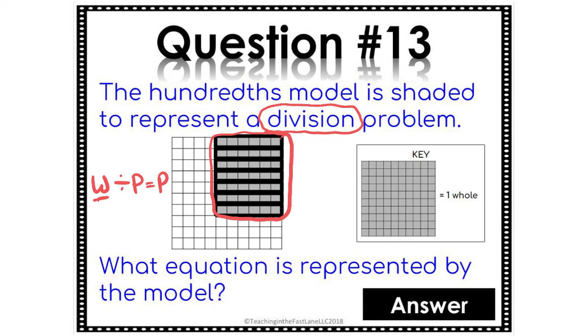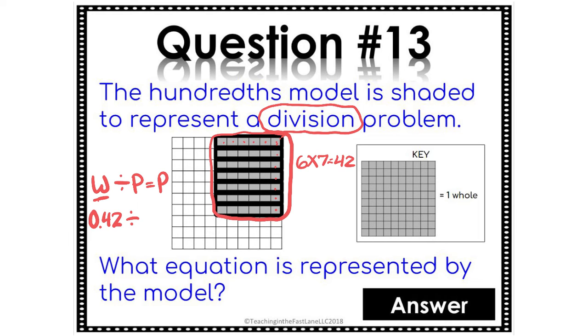So if we count 1, 2, 3, 4, 5, 6, and then there's 1, 2, 3, 4, 5, 6, 7 rows. So 6 by 7 is 42. Or you could just count each of the boxes. Now remember, those are 42 hundredths. Hundredths are the little squares because there's 100 of them in one whole. And so that is 42 hundredths. Our whole is going to be 42 hundredths, 0.42.